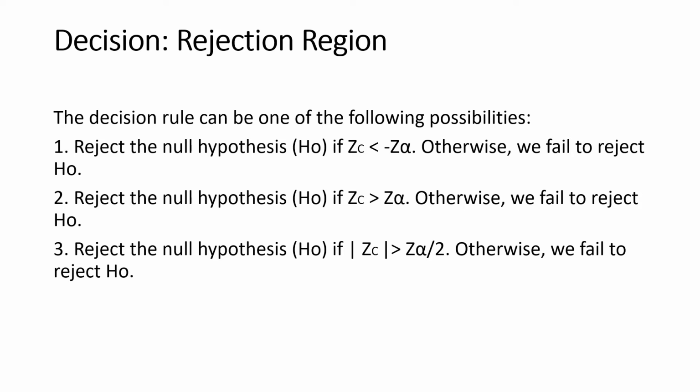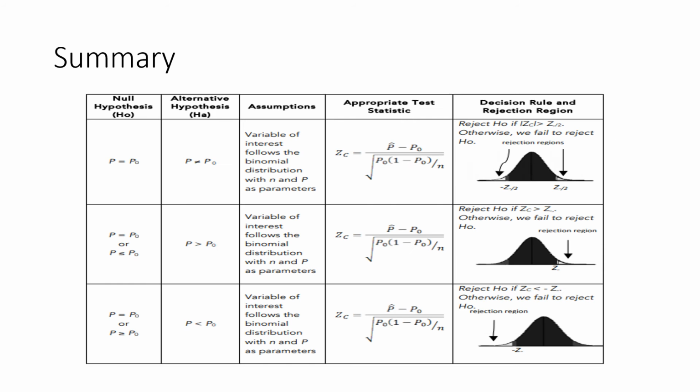Second, reject the null hypothesis if z computed is greater than the positive of z critical. Otherwise, we fail to reject the null. And lastly, reject the null hypothesis if the absolute value of z computed is greater than z critical over 2. Otherwise, we fail to reject the null. So, this is the summary and illustration of the decision rule and the rejection region.